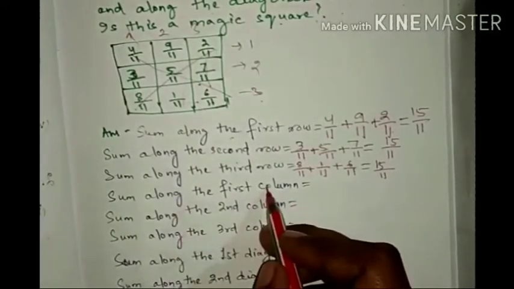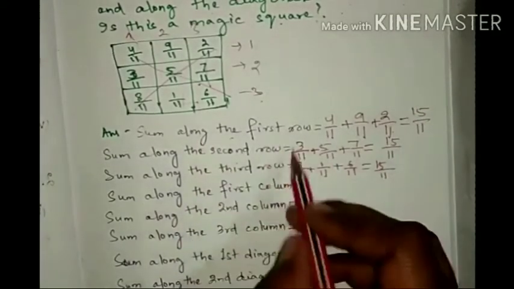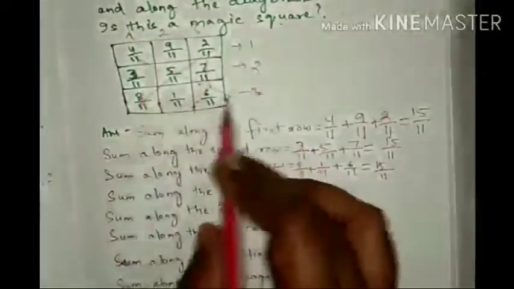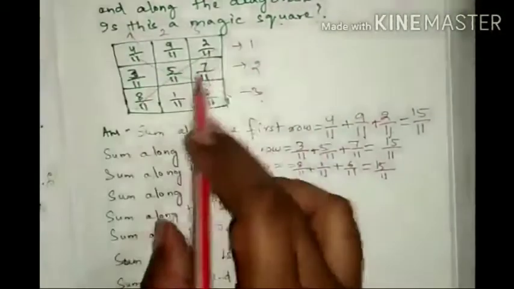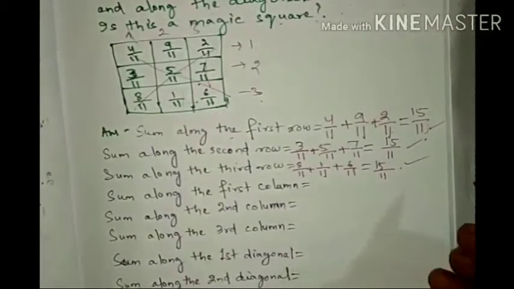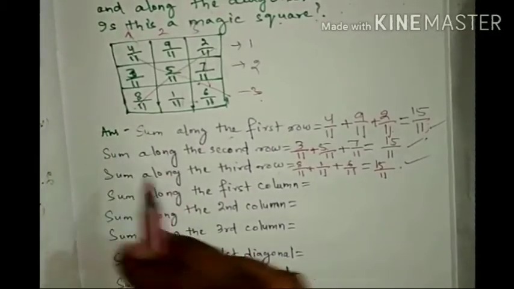Next, we go to the whole columns. So if we sum each row, what do we get? 15 by 11. So all these are the same. Next we'll see the columns.